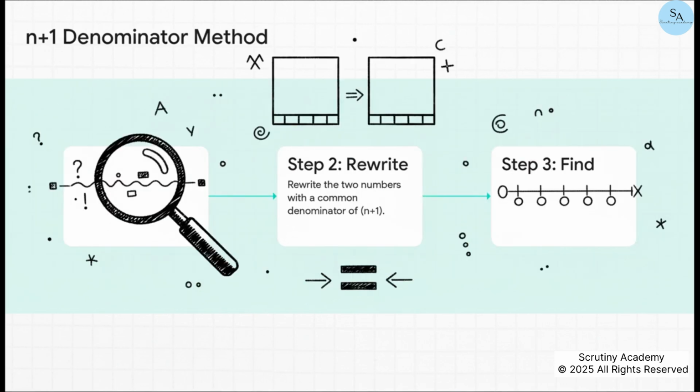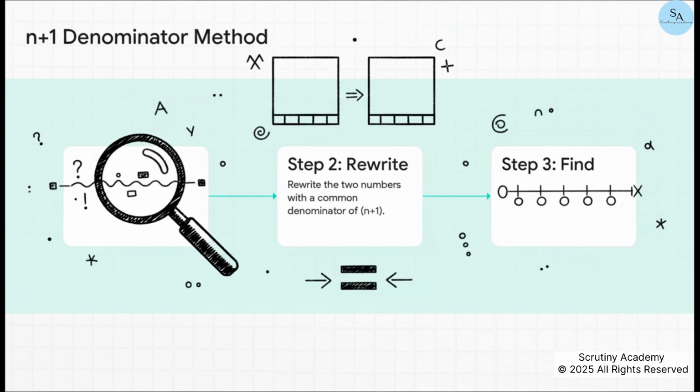But you know, finding the average over and over is kind of slow if you need, say, 5 numbers between 3 and 4 all at once. There's a much faster way. It's the n+1 method. If you want to find n numbers, you just give both your starting numbers a common denominator of n+1. So to find 5 numbers, we'll use a denominator of 6. We rewrite 3 as 18 over 6 and 4 as 24 over 6. And look, the numbers in between just pop right out. 19 over 6, 20 over 6, all the way to 23 over 6.